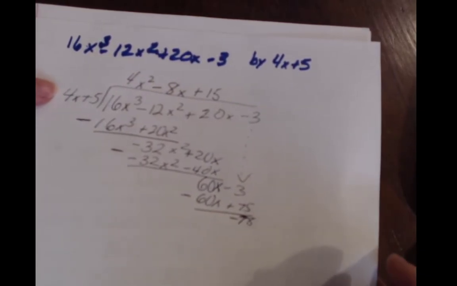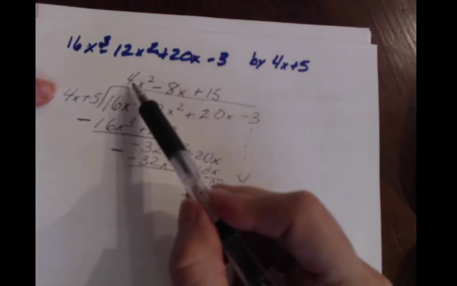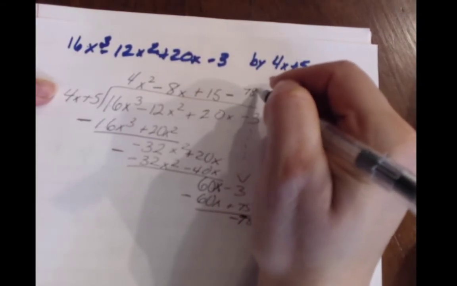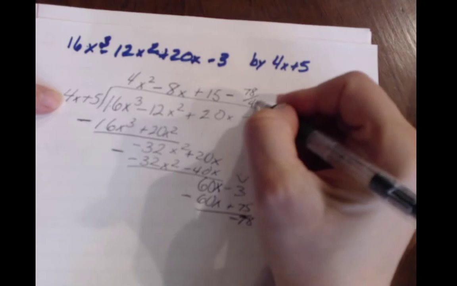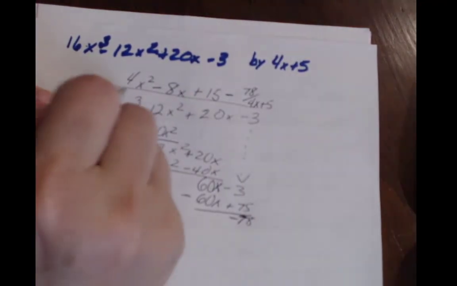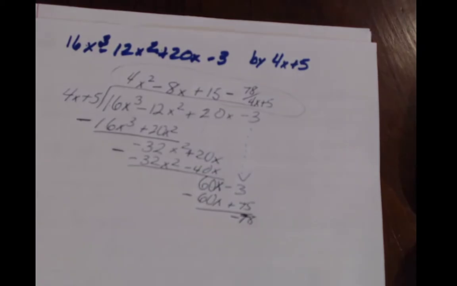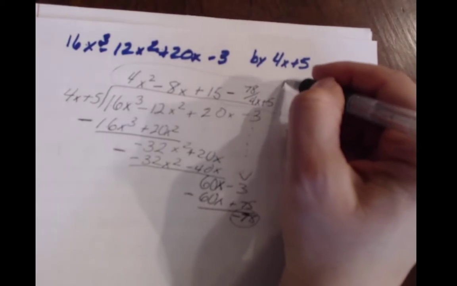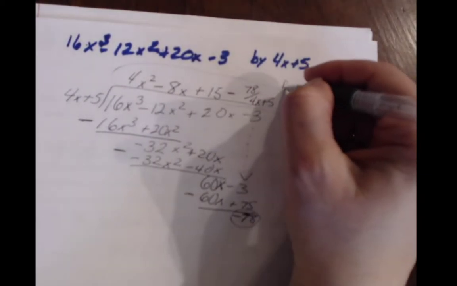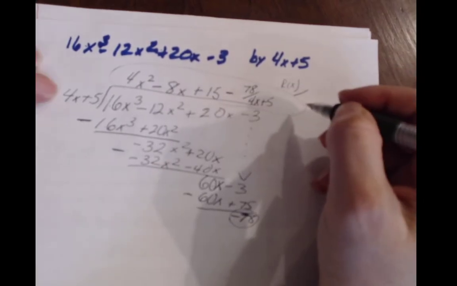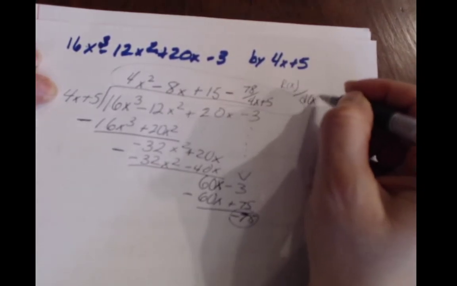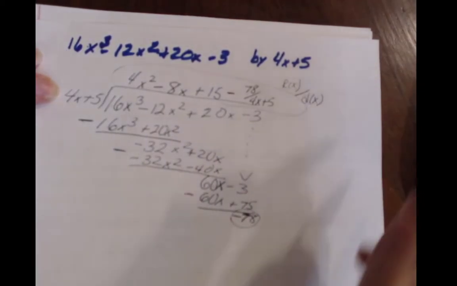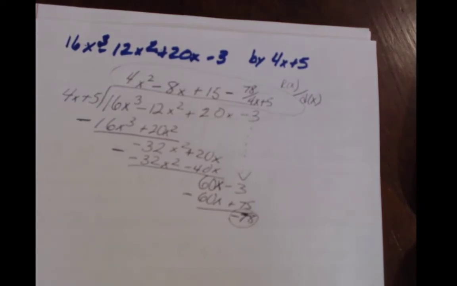We can write the final answer as 4x squared minus 8x plus 15 minus 78 over what we divided by, 4x plus 5. So that would be the answer of that division problem. Again, we took our remainder, sometimes you might see that that's the remainder over the divisor. So they might ask you to write it with the remainder over the divisor added on, and that's what that is.